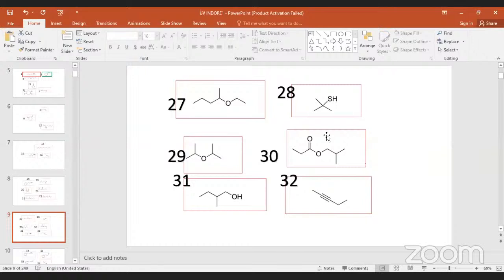2-methyl-2-mercaptopropane. Mercaptan. Yes, 2-methyl propane-2-diol. So next, 29, ma'am. Ether. So 29, this is okay.